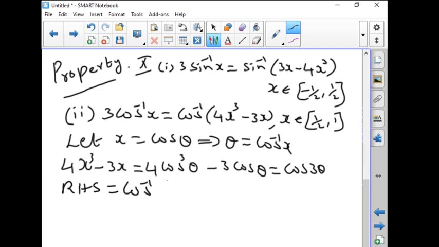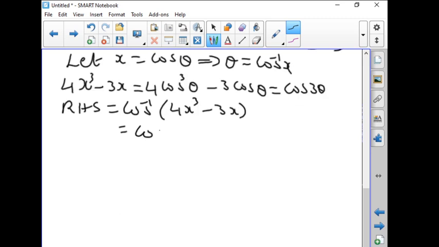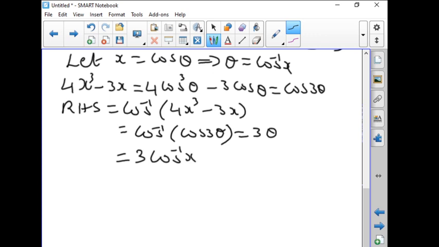Cos inverse of 4x cube minus 3x. Therefore we can write this as cos inverse of cos 3 theta, which is equal to 3 theta. But what is theta? Theta is cos inverse of x. Therefore we get 3 cos inverse of x, which gives you the left hand side. Hence we have proved the property. So similarly you can prove the first one.